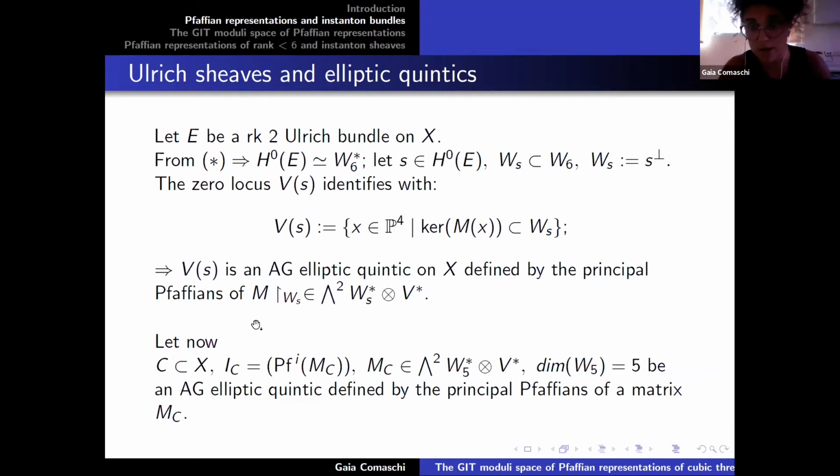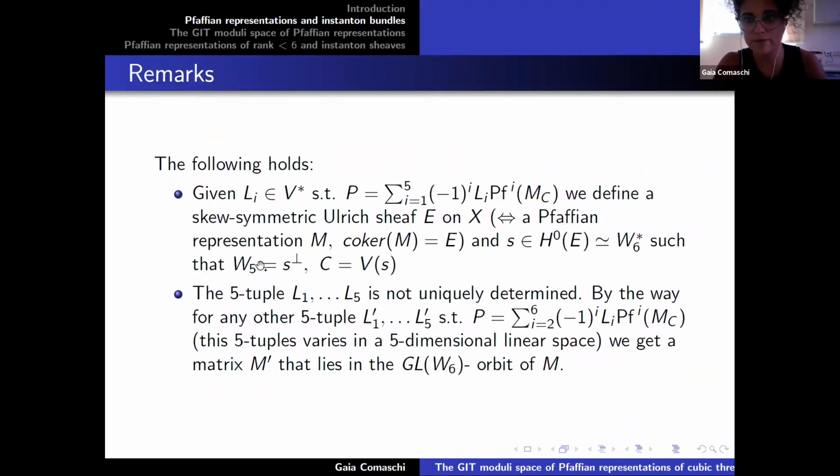If now we start from an elliptic quintic on our cubic hypersurface, and we take a skew-symmetric matrix of linear forms whose principal Pfaffians define the ideal of the curve, then we can observe the following. Whenever we take linear forms that allow us to write the polynomial defining the cubic in the following form, then we are defining, as we saw in the past section, a Pfaffian representation of the cubic.